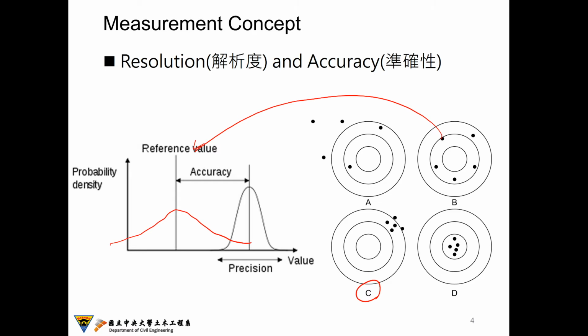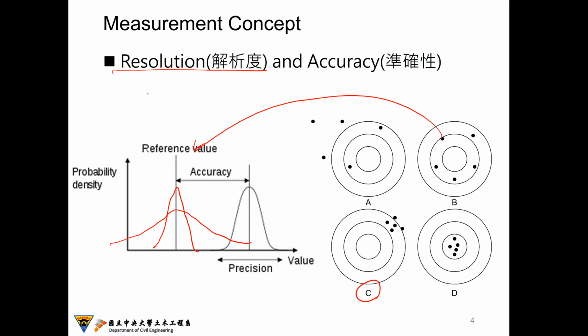So for the D case, well, it will be like this one. However, maybe this case can be acceptable if each time the error is a constant. So maybe we can do what we call calibration. So we can calibrate the error back to the real value. So I think the B, C, D cases can be used for measurement. So this is the idea of resolution and accuracy.